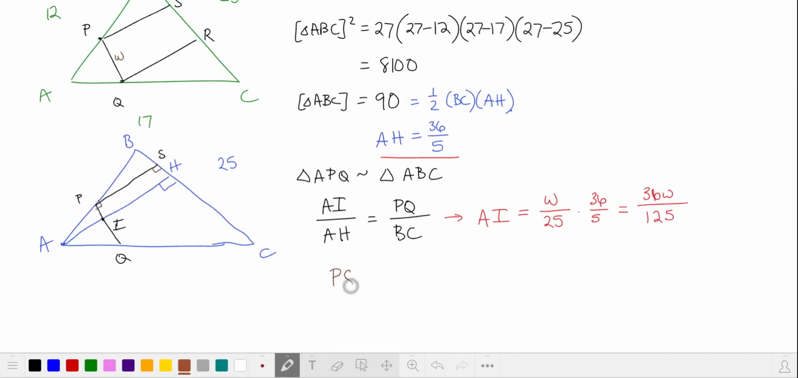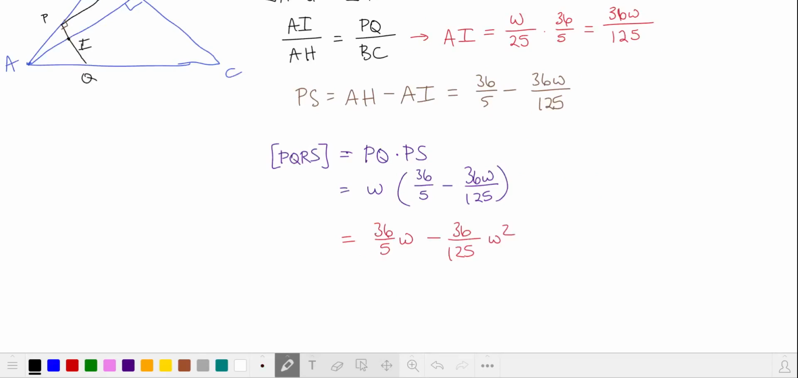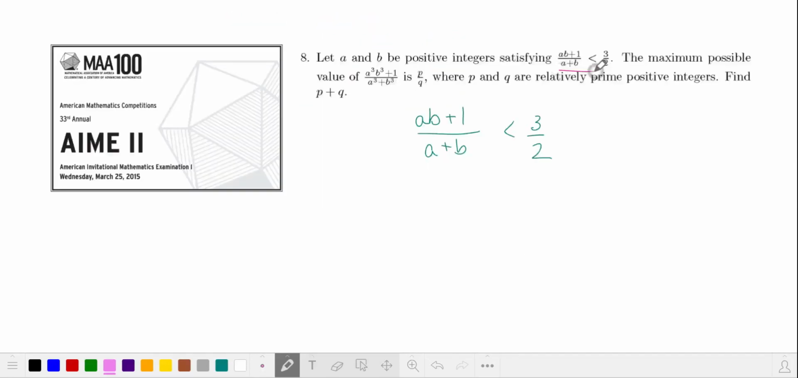We have that PS is equal to our height AH, and we subtract AI and substitute. So now the area of our rectangle in terms of omega is PQ times PS. Now we'll distribute omega, and this is written in the format of the answer to the problem statement. The problem asks for beta, which is m over n, and we're asked to give m plus n, 36 plus 125, which is 161.